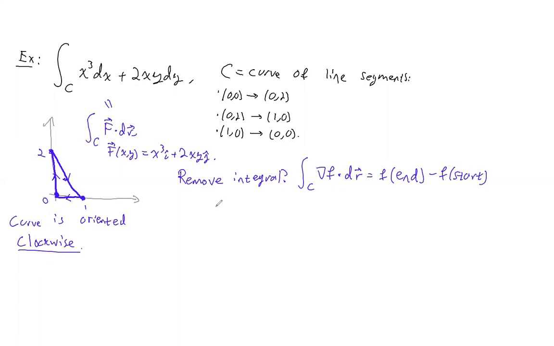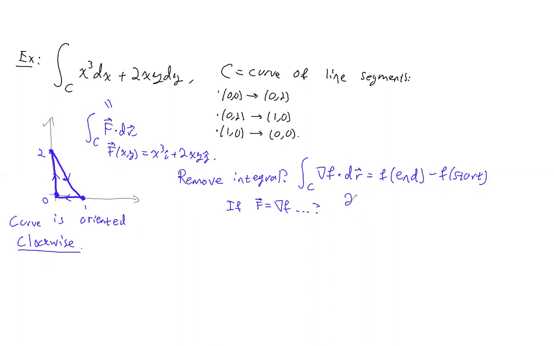If we can do this, then this ends up being a very easy problem, because in this case the end and the start are the same thing. So this would be 0. So in principle, we might be able to if we can show that F, our vector field, is the gradient of some function. But is it?